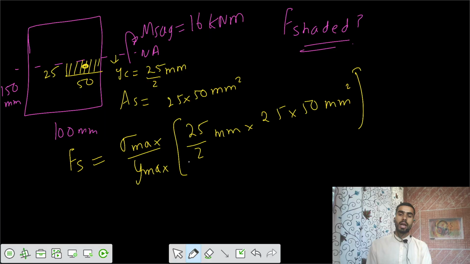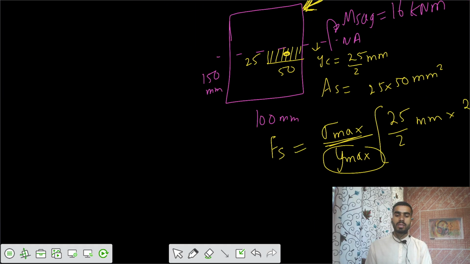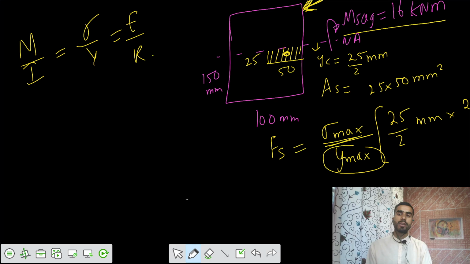But I don't know the value of sigma max, since this is some particular material. I don't know the value of sigma max I can allow. But y max, I can say, equals 75. So I need to convert sigma max in terms of y. From the flexural formula, M by I equals sigma by y equals E by R. We have been provided a sagging bending moment of 16 kilonewton meter.